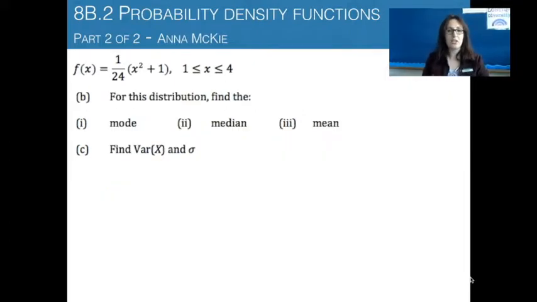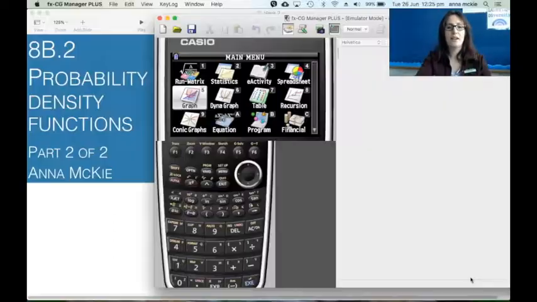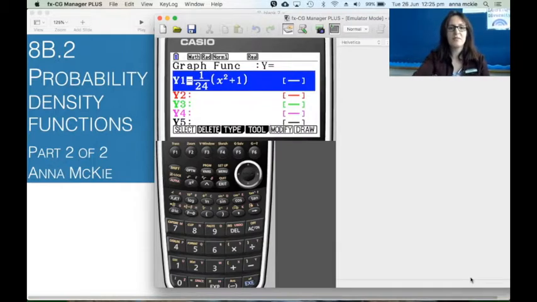In a minute, we're going to look at the mode, the median and the mean here, and the variance and the standard deviation. Before we do that, let's create a visual for this function. If you haven't watched the other video, you can see what it looks like. A graphics calculator is handy. We're in graph mode here, and I've typed in the function and the domain.